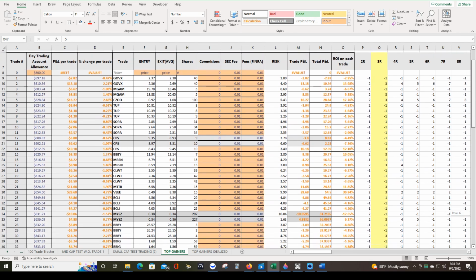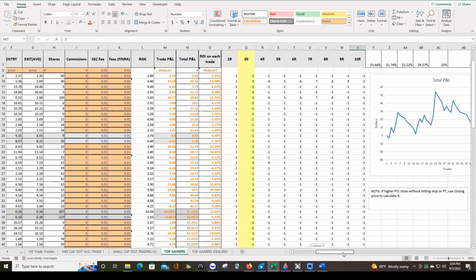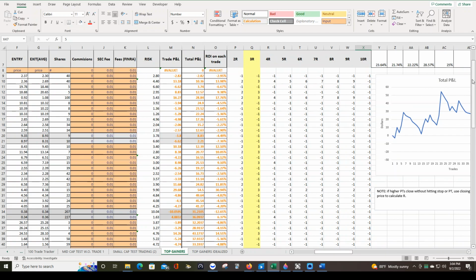And the other stuff that we're tracking that's very interesting is the different profit targets. We're tracking from 2R to 10R. That means that if we are risking whatever we're risking, we want to make back that multiple in profit. So for example, we're doing the 3R profit target. That means that if we're risking $1, our profit target is $3 above our entry. And that's pretty much it.